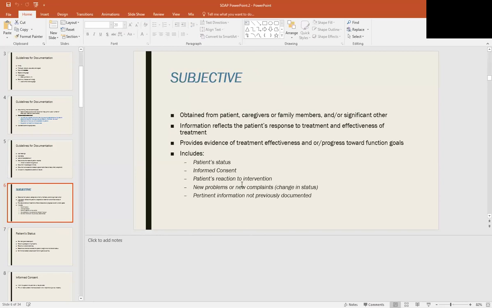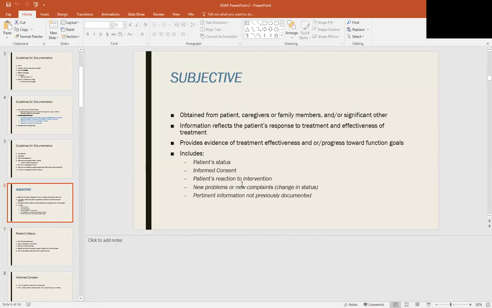You will also receive information on new problems or new complaints, and you document that in the subjective portion, and that's your change in status. And again, this is a question that you have been asking patients when you have been performing in lab practicals the last couple of quarters.